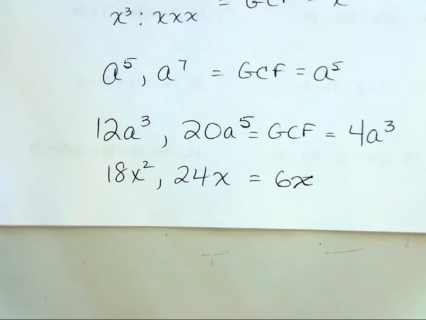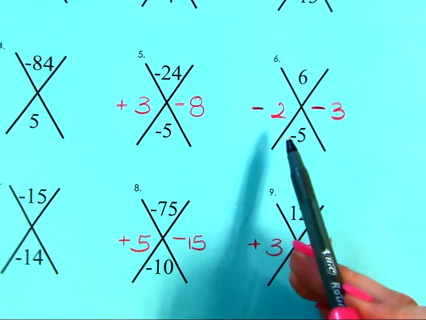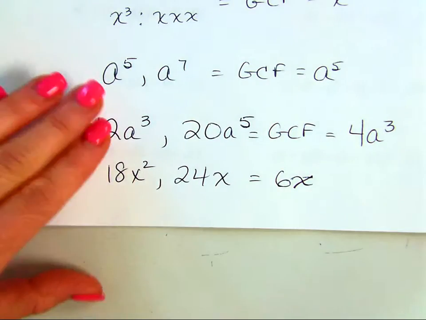Okay, so those were my 2 prerequisites. Now we're going to talk about the x box. So we know how to find a GCF. So let's do our x box now. Okay, so that's your second sheet of paper. So go ahead and get that out, the white one that I gave you.